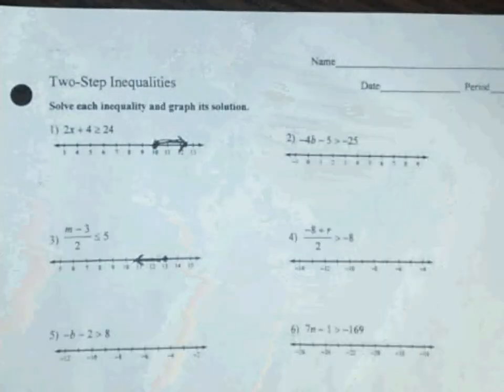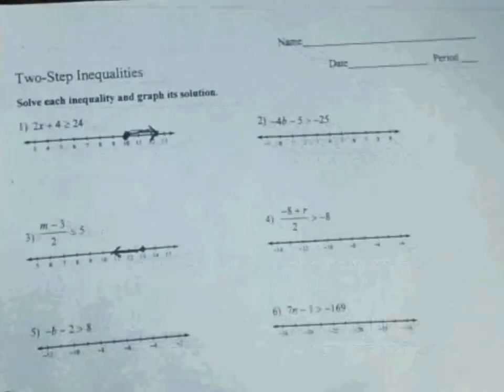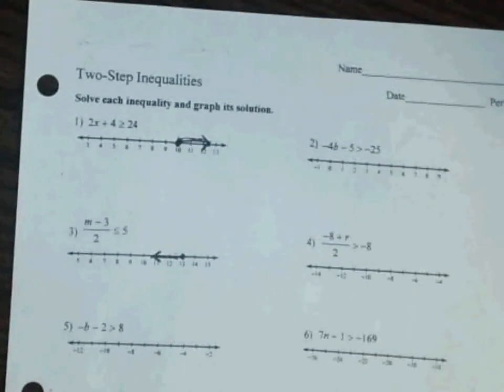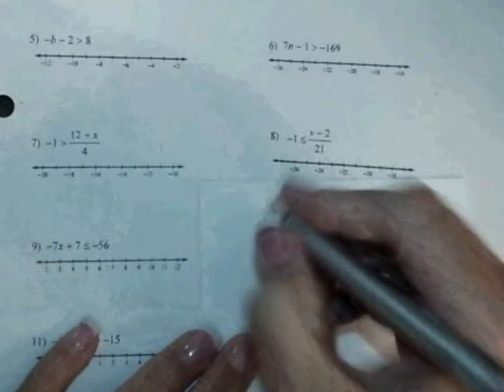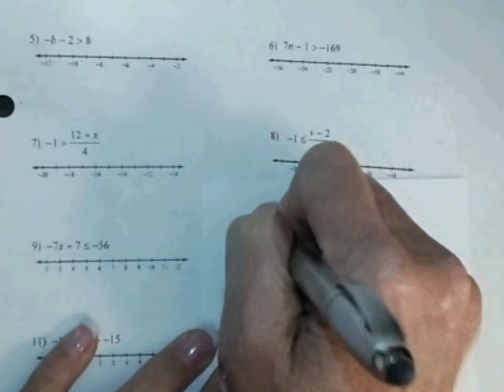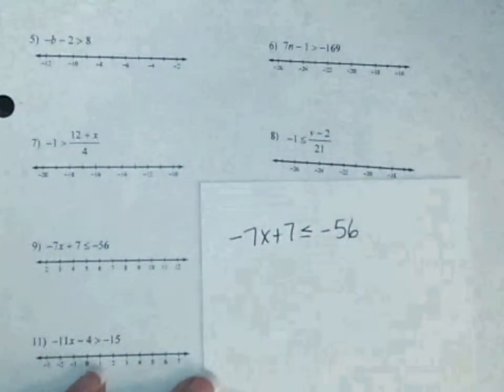Okay, now I want to do one with a negative number, because whenever we multiply or divide by a negative number, we have to flip our signs. So let me get another. So I'm going to do 9. Let's go down here to 9. Negative 7x plus 7 is less than or equal to negative 56.